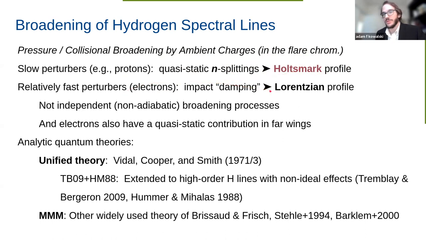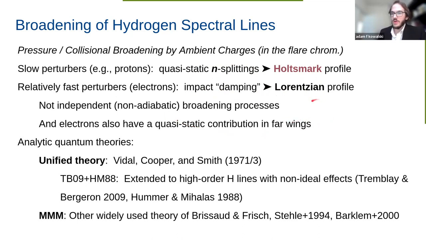The electrons, however, are very fast, and they'll cause an accumulation of phase shifts, what we call impact damping, generating a Lorentzian profile. Moreover, the electrons can also cause transitions among the Stark split states of the atom. We say the broadening is non-adiabatic, and so full quantum calculations are necessary. Electrons further are really, really difficult because they don't just generate impact broadening, they also have a quasi-static component way out into the far wings.